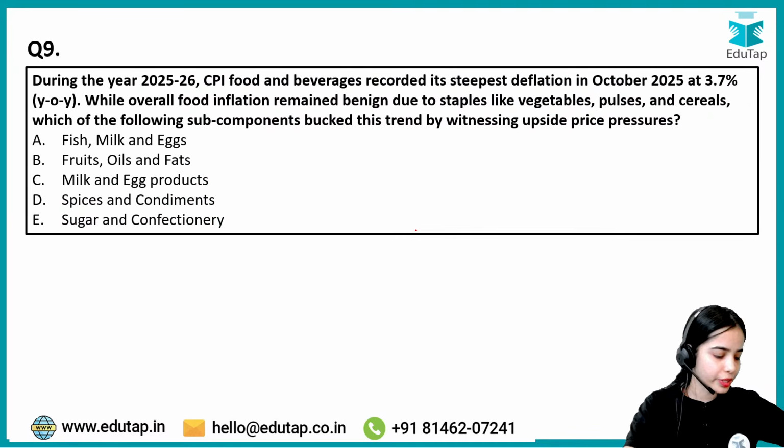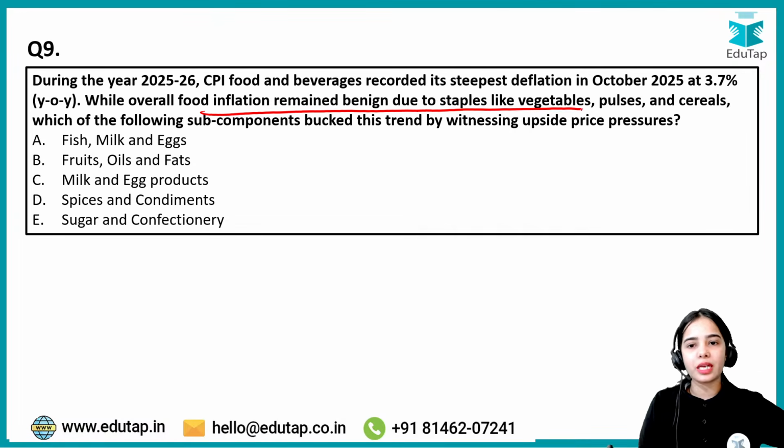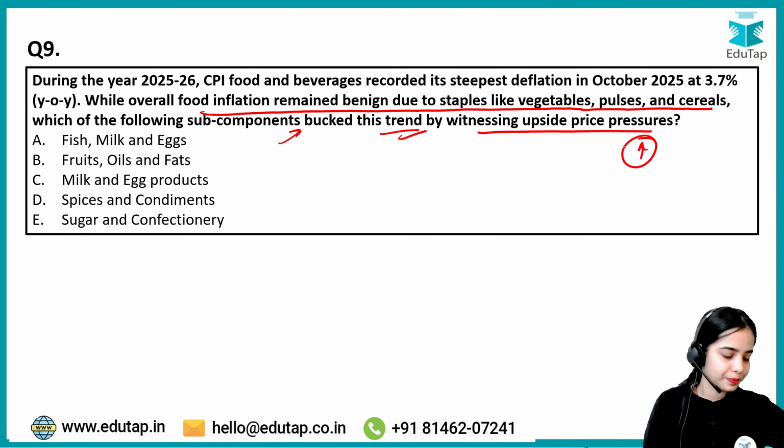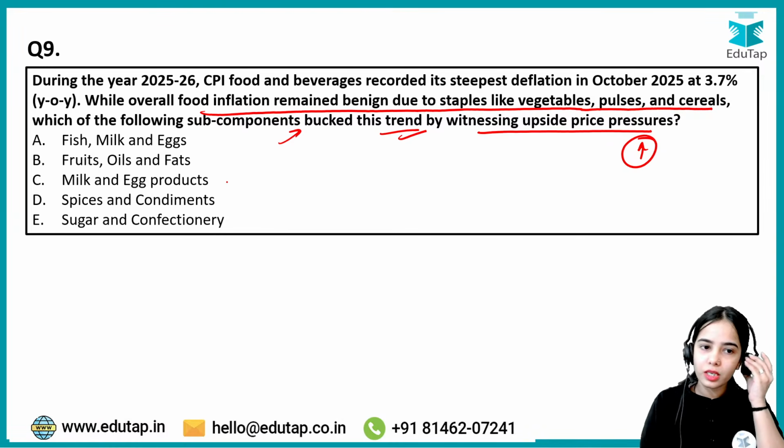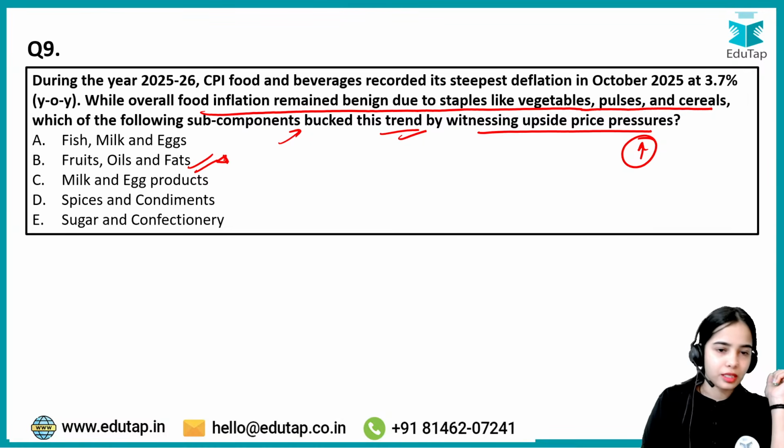Now coming to the next question. During the year 2025-26, CPI food and beverages recorded its steepest deflation in October 2025 at 3.7%, while overall food inflation remained benign due to staples like vegetables, pulses and cereals. Which of the following subcomponents bucked this trend by witnessing upside price pressure? Fruits, oils and fats. B is the answer.